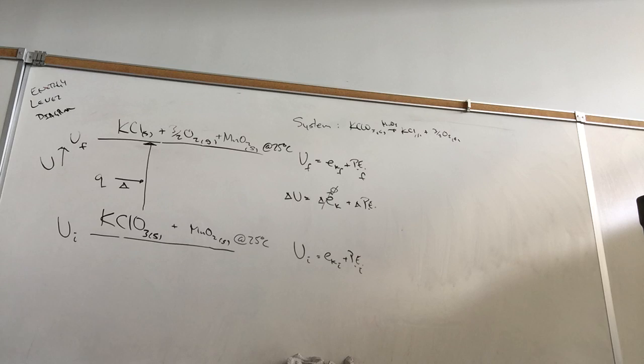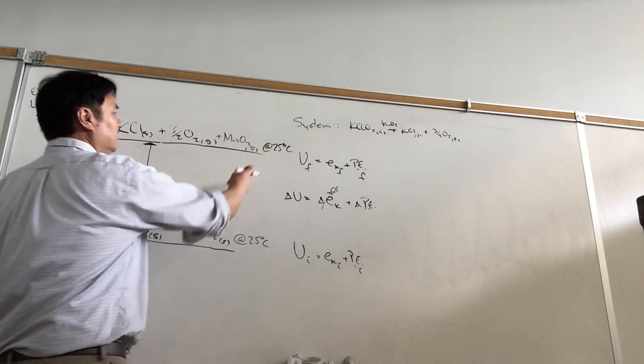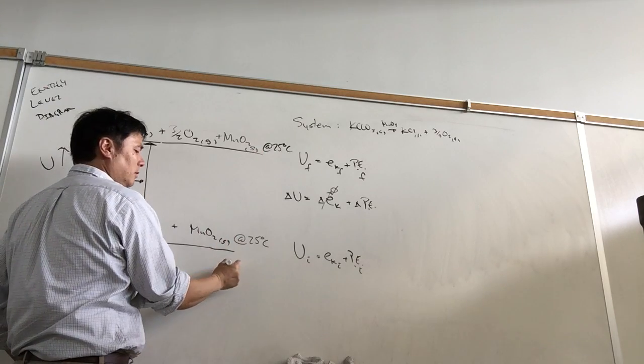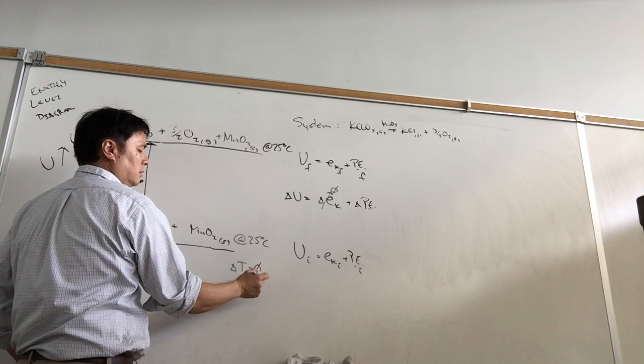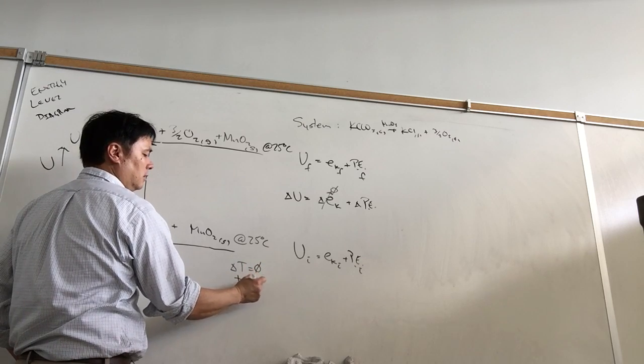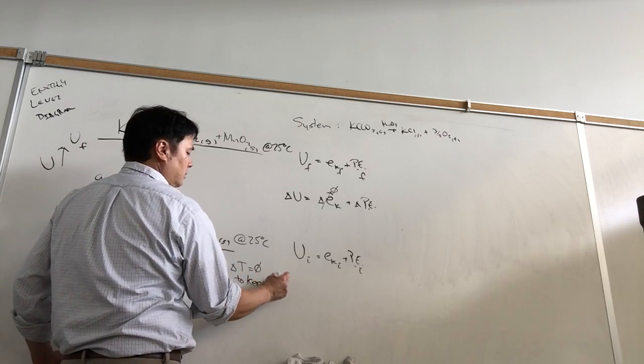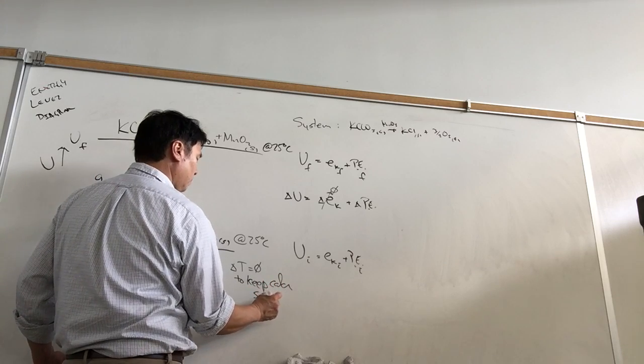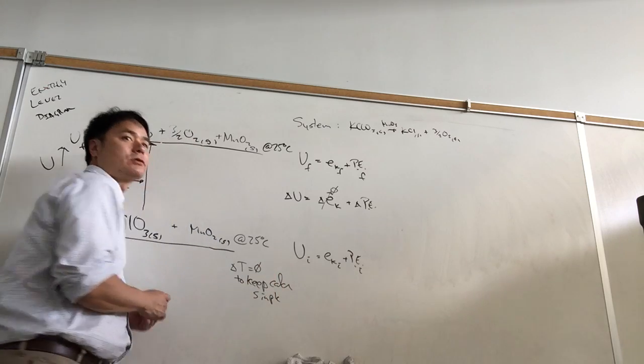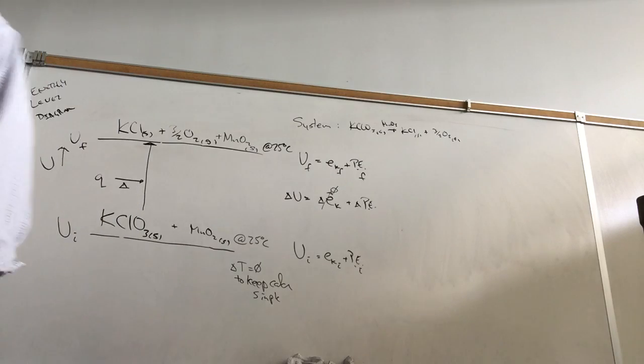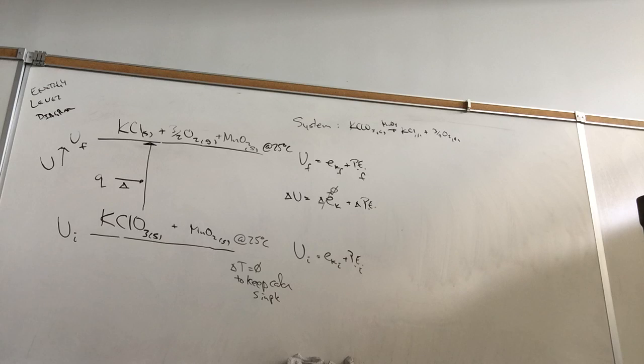I mean, there could be, but if you made a change in temperature, then you have to have a combined equation, which complicates things. So we'll just try to keep things simple. In other words, the delta T here is 0 to keep calcs simple. Of course there could be a delta T, but we aren't going to do it. We're just going to wait until everything's cooled back down.